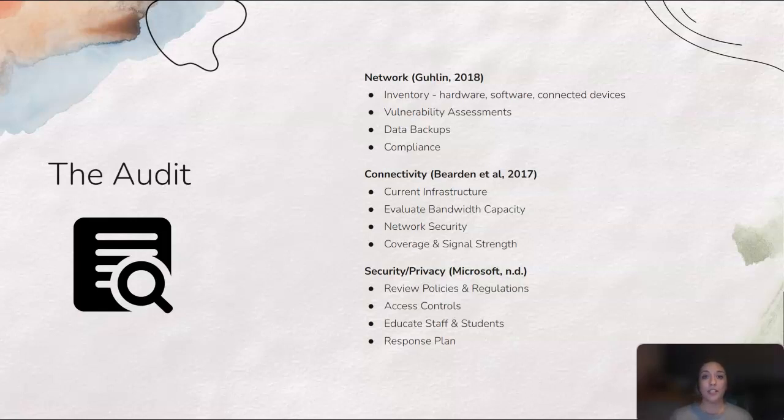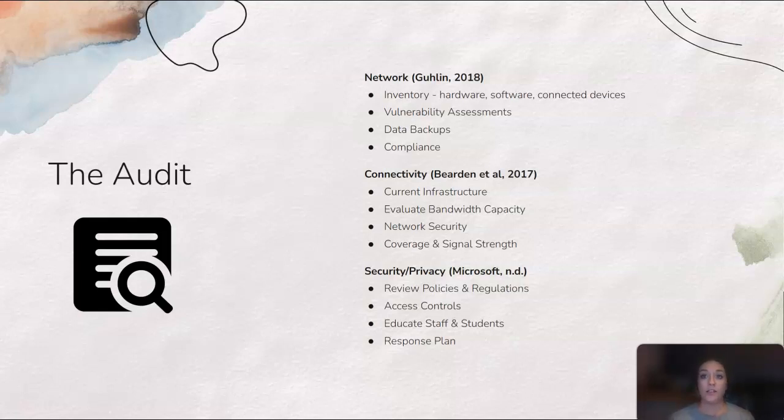Another category to look into is connectivity. A component of this is to consider the current infrastructure to ensure it effectively supports educational and administrative needs. The committee would then need to evaluate the bandwidth capacity to determine if it meets our current demands. In doing so, we would need to consider factors such as the number of devices, applications, and simultaneous users. And in a district of our size, that could be quite a bit.